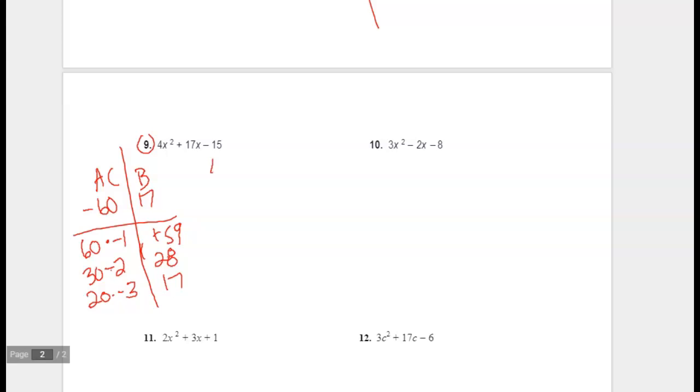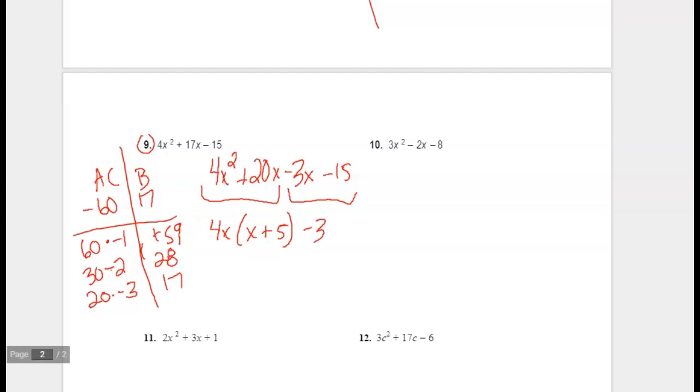Okay. And then we come over here, we rewrite this, 4x squared. It doesn't matter what order, plus 20x minus 3x minus 15. And now we do our groupings here. What can I factor out? I can factor out a 4 and an x out of that first group, and that leaves me with x plus 5. I can factor out a negative 3 from this group, and that should also leave me with x plus 5, and it does. So then I regroup 4x minus 3 and x plus 5.